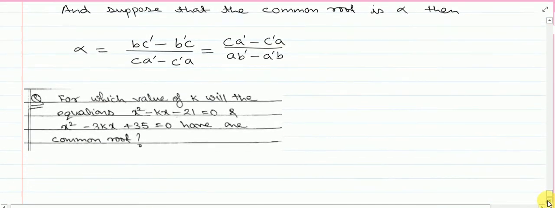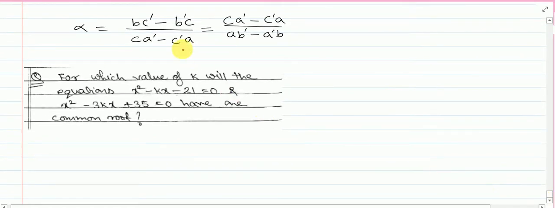Here it's asking for which value of k will the equations this and this have one common root. Means what should be the value of k so that these two quadratic equations will have one common root. So let us see the solution.